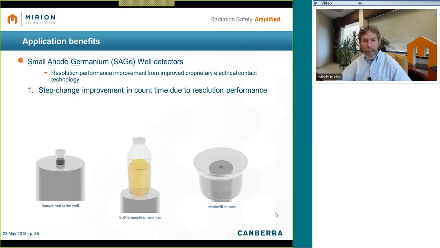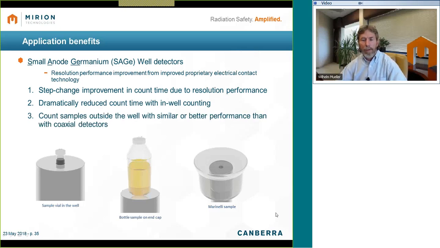We get a step change improvement in count time just from the resolution performance and its effect on background. We get dramatically reduced count time with in-well counting, as you saw just a moment ago, but we don't sacrifice the ability to use that detector to do other types of sample analyses like we would have in a conventional well detector, which was only used for specialized samples because of its poor resolution.